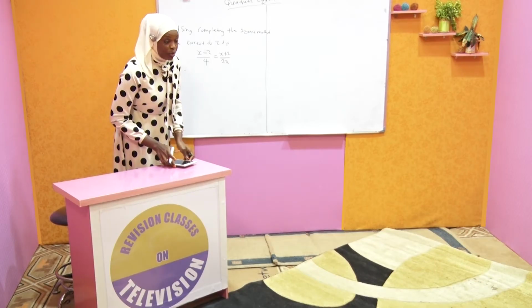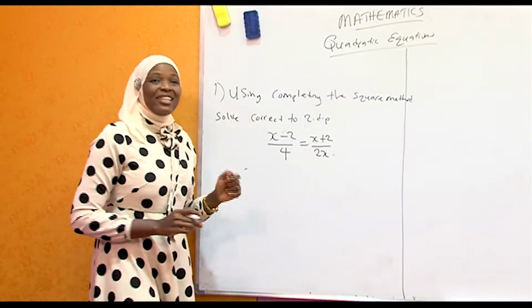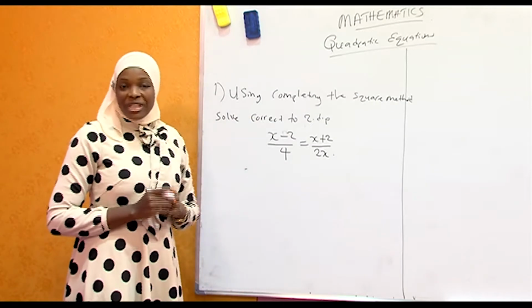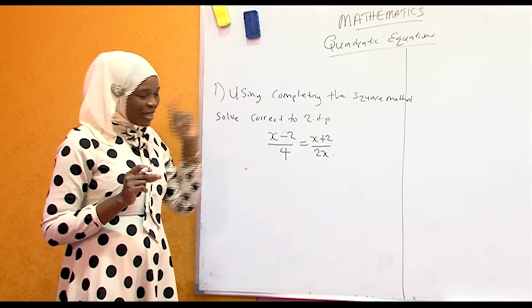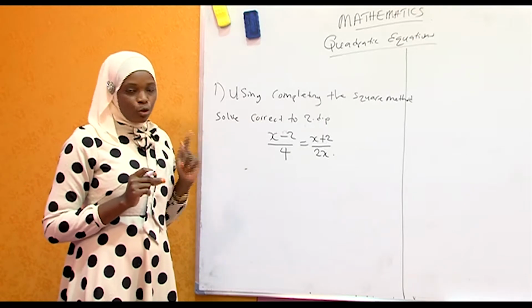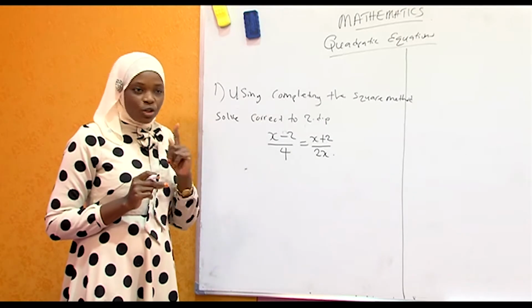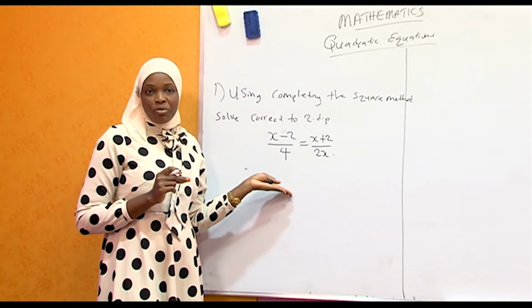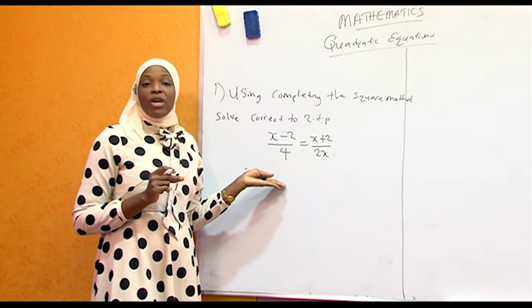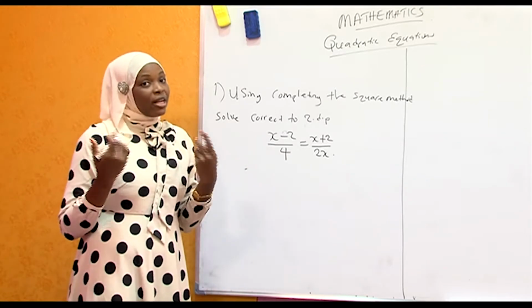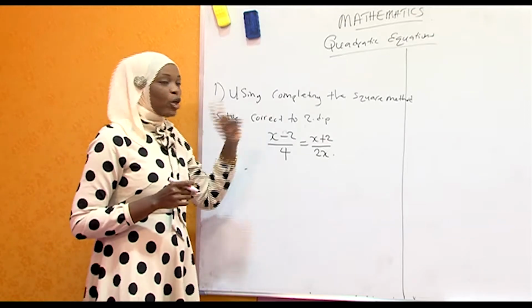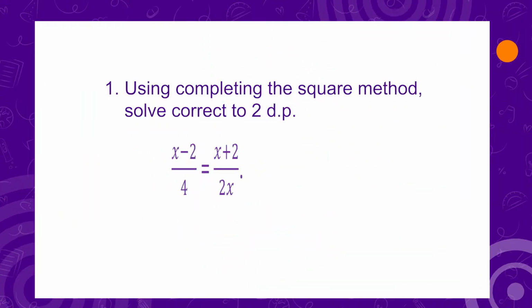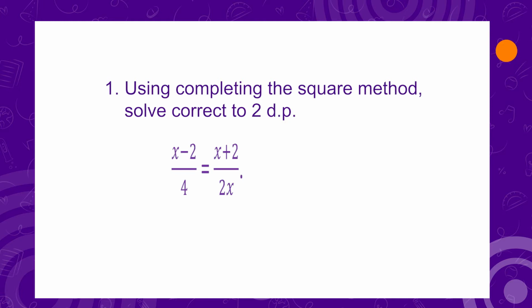Now, we have a question on the board. If you look at this question, it's telling you to use completing the square method. It has specified the method you're asked to use. Please do not go ahead and use either factorization method or formula method just because you prefer such method. Always stick to this, because at the end, you are going to lose your mark.